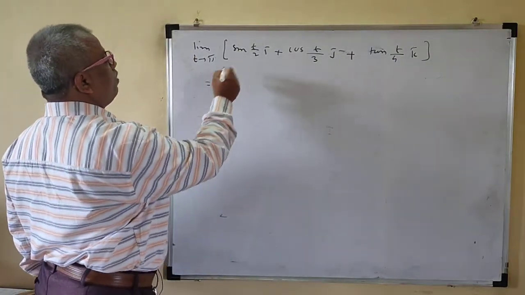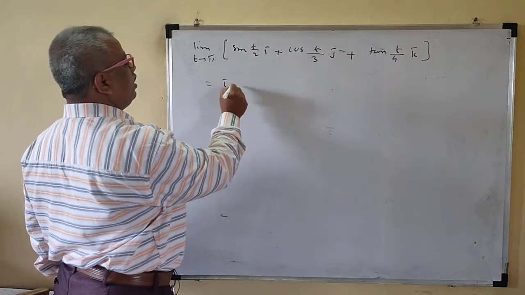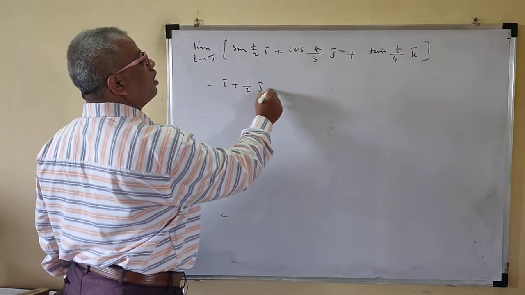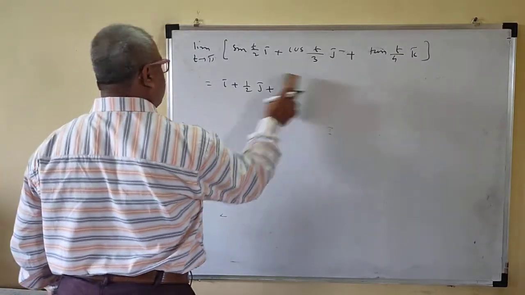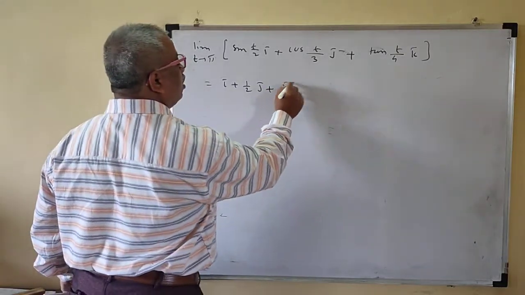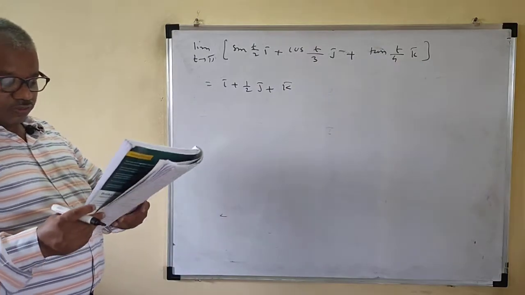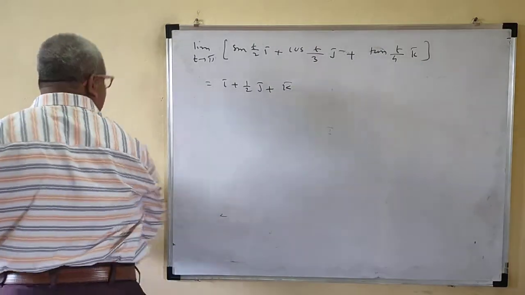Now, sin pi by 2 is what? I bar. Tan pi by 3 is what? Plus 1 half j bar. Plus 1, tan pi by 4 is 1, k bar. Easily you can find the limits of that function.